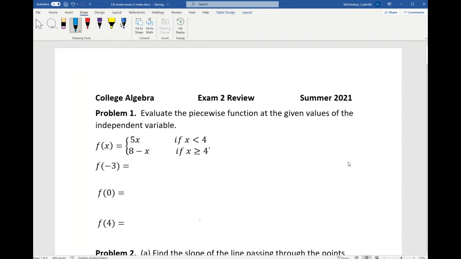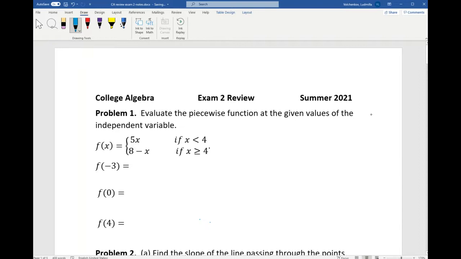Okay. So, the first problem, and you are welcome to ask questions during the lecture. I will be glad to answer and to stop if you have any questions. The first problem, we have a piecewise function. It means it's given with two different equations on different intervals.